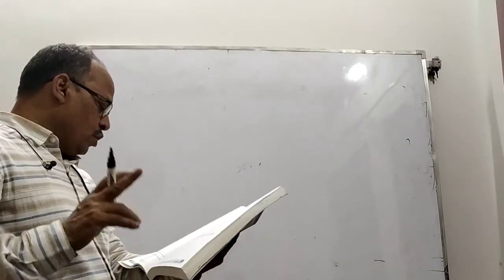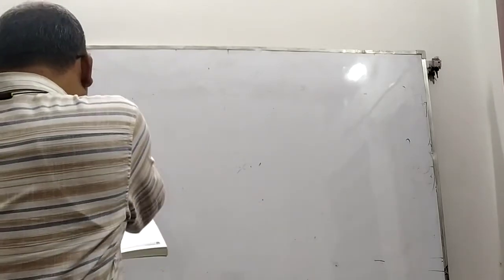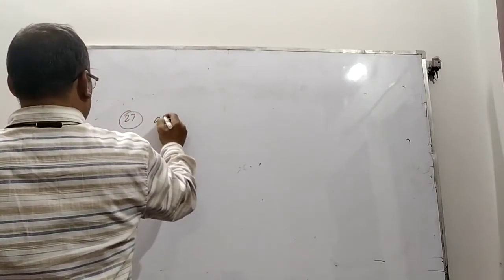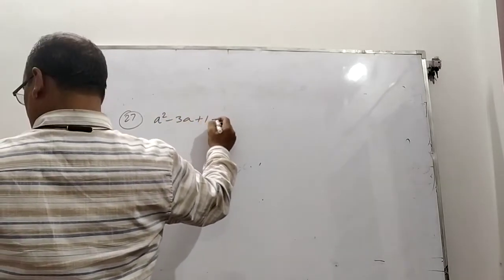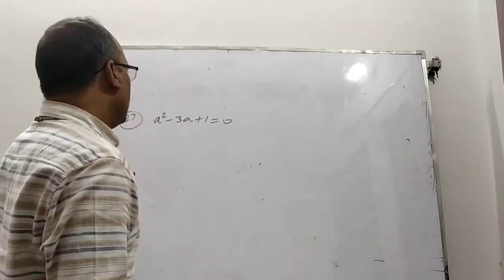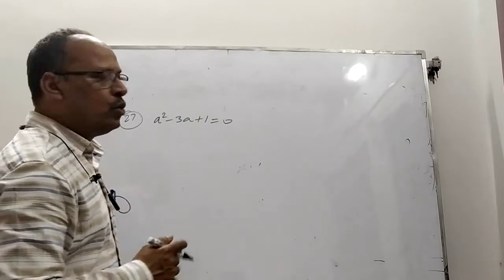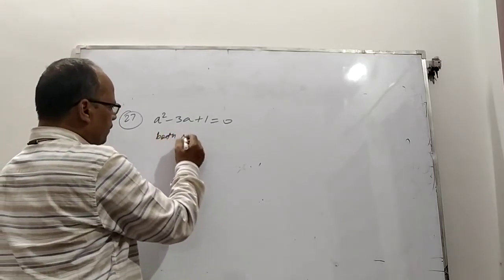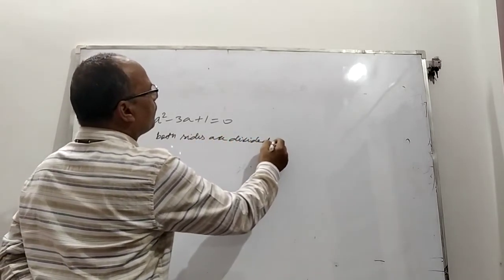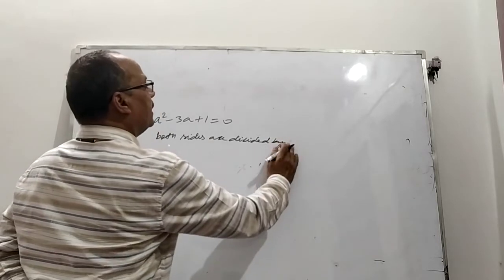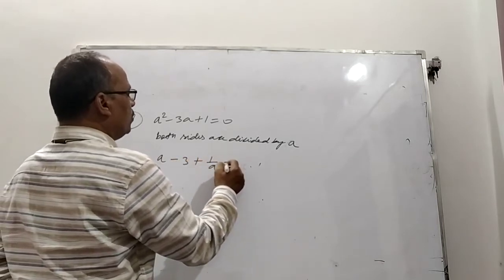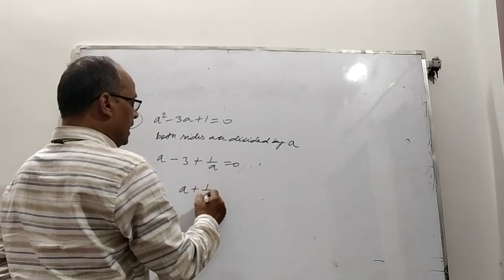Question number 27, 28. This is a very good and important question. 27, you see: a square minus 3a plus 1 equal to 0. Find the value of a square plus 1 upon a square, and a cube plus 1 upon a cube. If you are getting this type of question, what do you do? Both sides are divided by a, so a minus 3 plus 1 by a equal to 0, a plus 1 by a equal to 3.